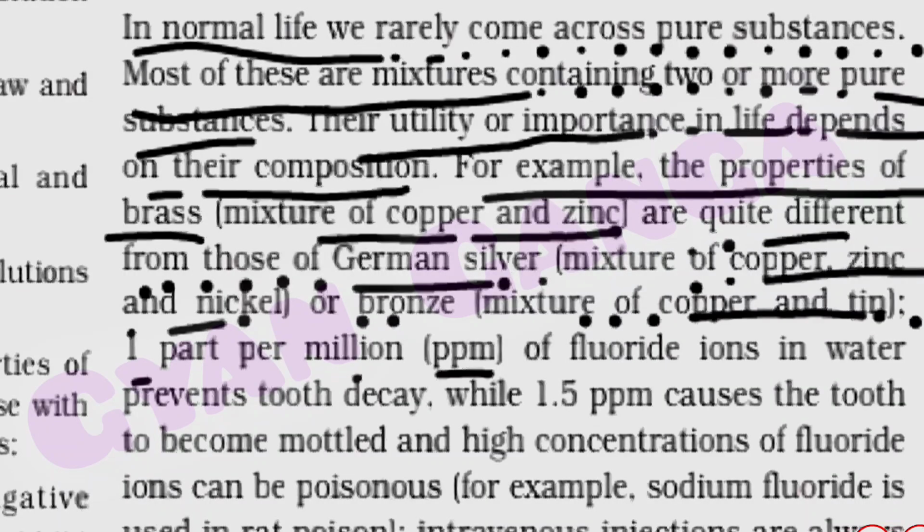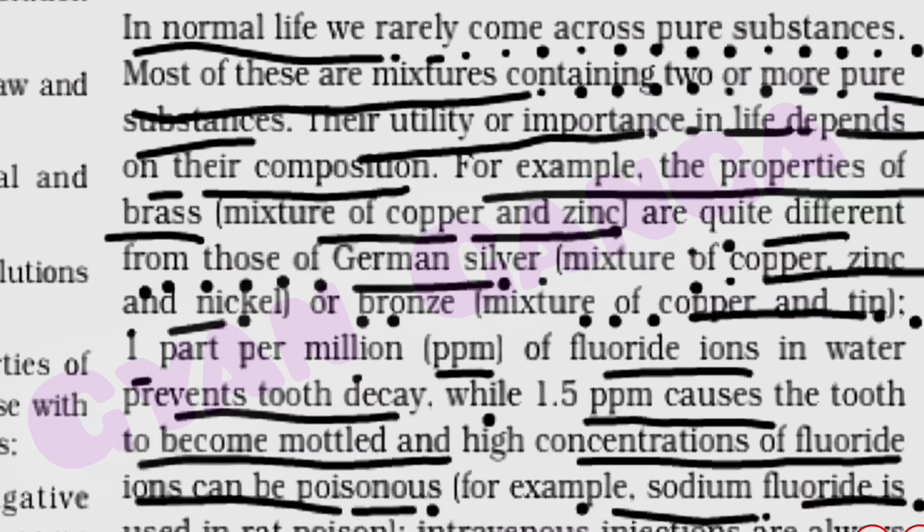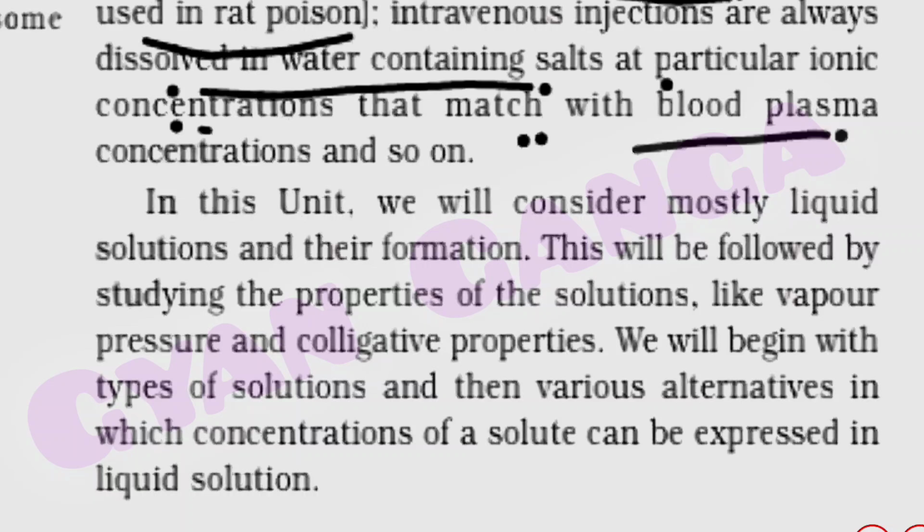1 part per million, that is 1 ppm, of fluoride ions in water prevents tooth decay, while 1.5 ppm causes the tooth to become mottled, and high concentration of fluoride ions can be poisonous. For example, sodium fluoride is used in rat poison. Intravenous injections are always dissolved in water containing salt at particular ionic concentration that matches with blood plasma concentration and so on.